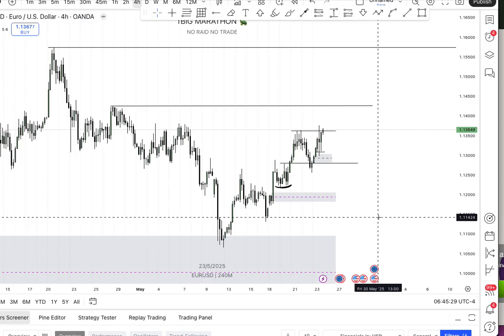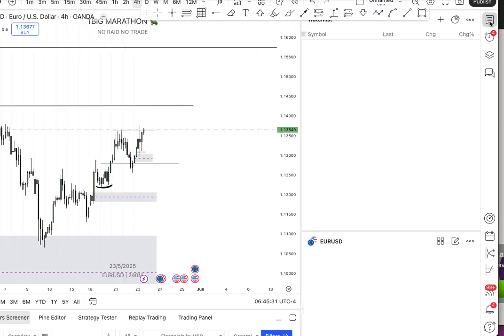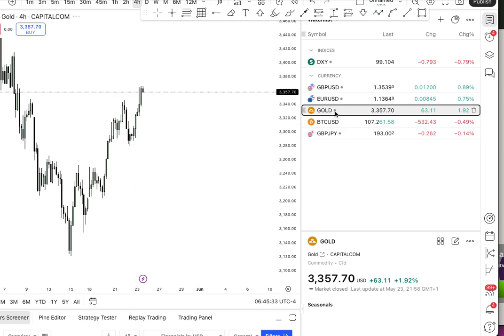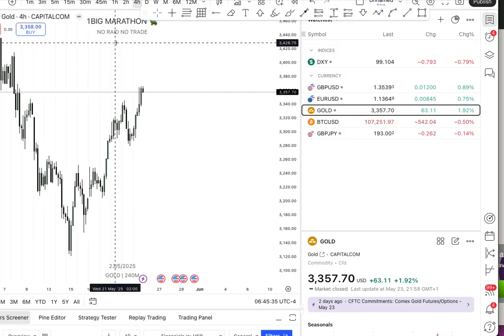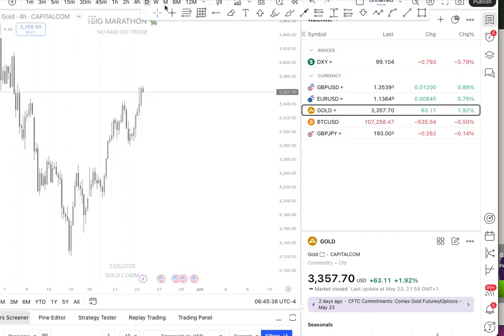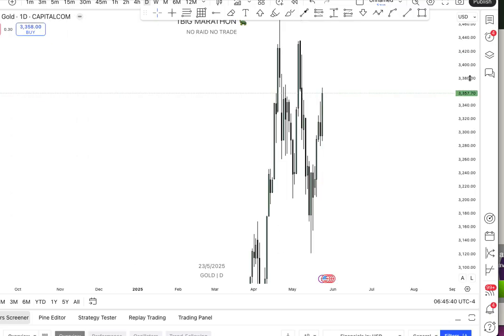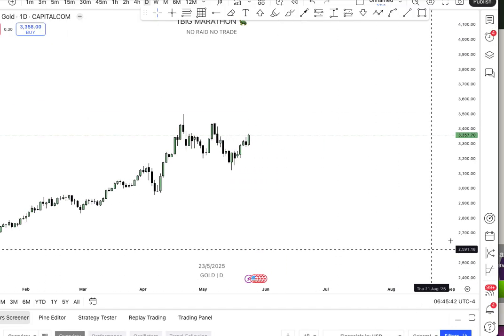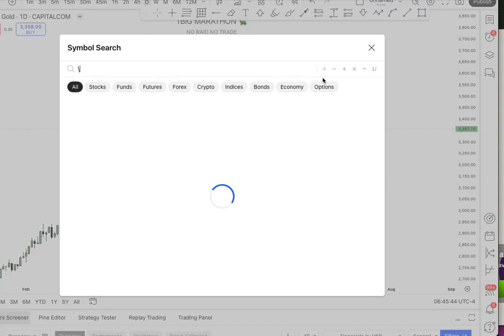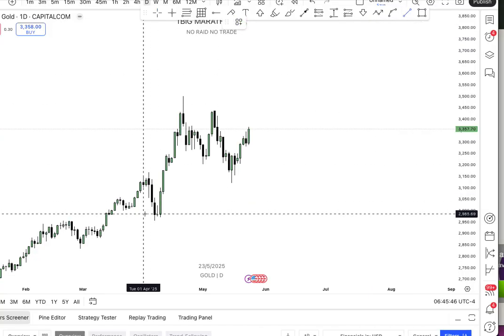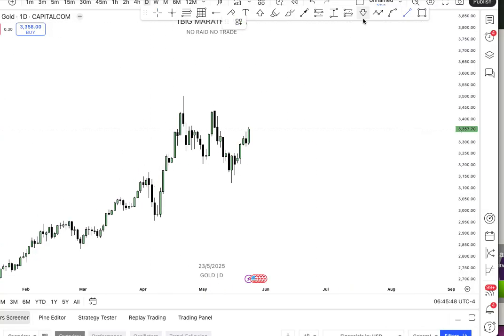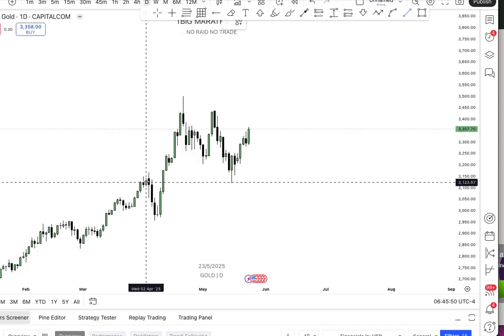So as a bonus, we are going to look at gold, because I know traders that really like to trade gold. So we are looking at gold on the 1-day time frame, and you can clearly see that gold is strongly bullish and there's no need for you to be looking to sell gold. This was actually a level of interest where price was reacting from.